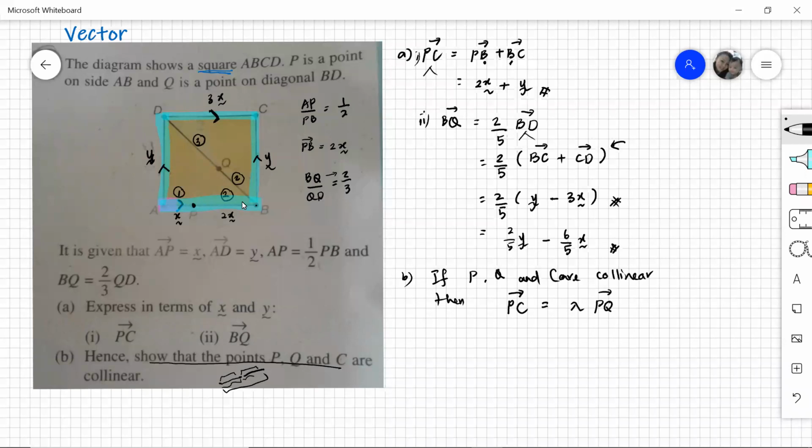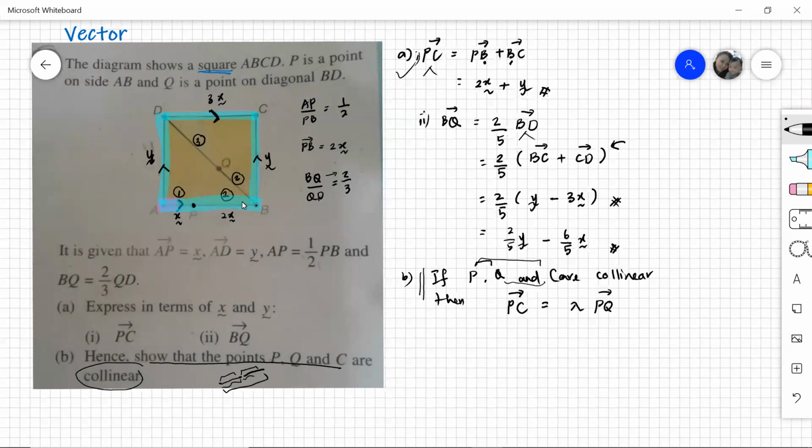It doesn't matter how you join. You join P to Q or P to C or Q to C, up to you. So I choose PC because I have PC in my part 1, and the rest I just choose PQ or QC. Should be fine. Remember, this is the hypothesis that we should always start with when you see a collinear question or a question that shows two vectors are parallel. If P, Q, and C are collinear, then PC equals lambda PQ.